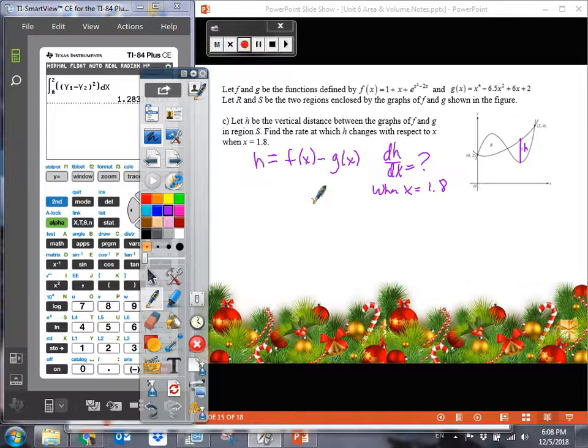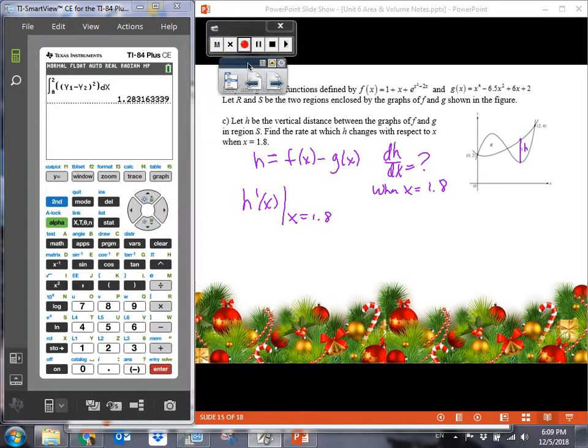And we need the derivative at 1.8. So we're going to find h prime of x at x equals 1.8. I'm showing you the work that you would need to show. You need to show that that's what you're doing. So now let's go to the calculator and do that.